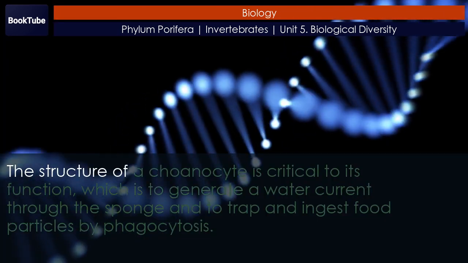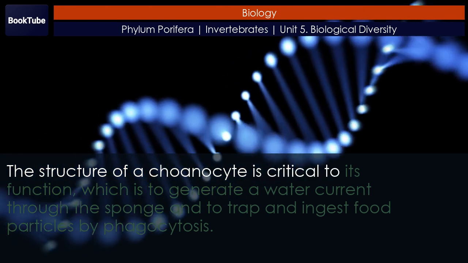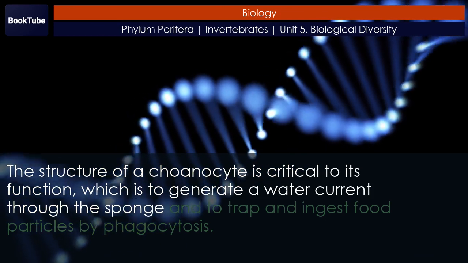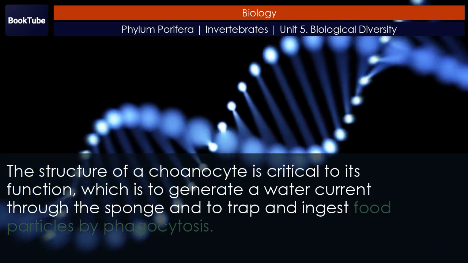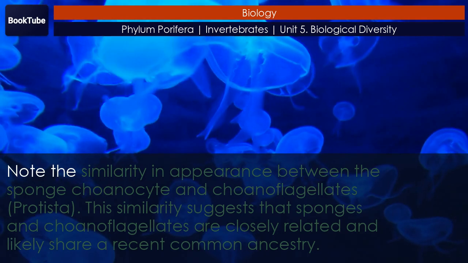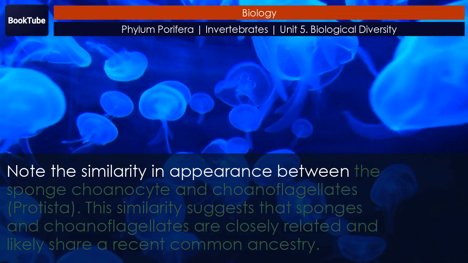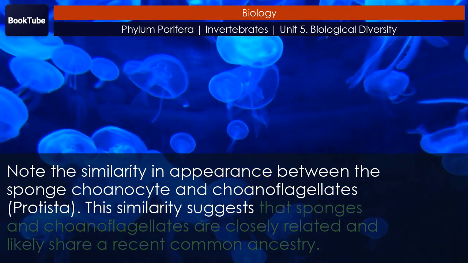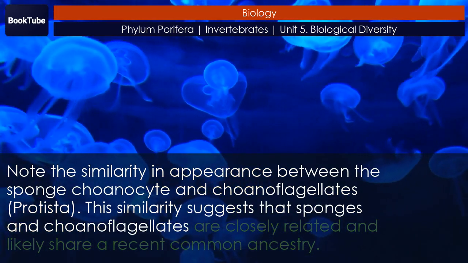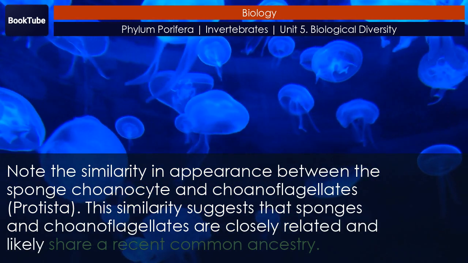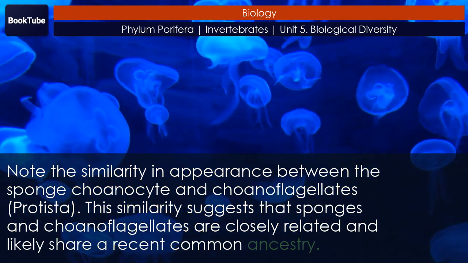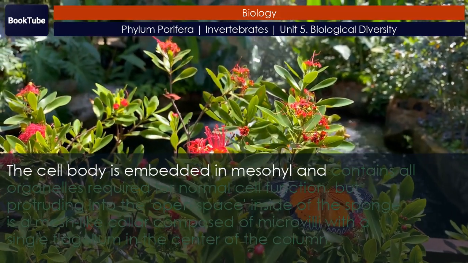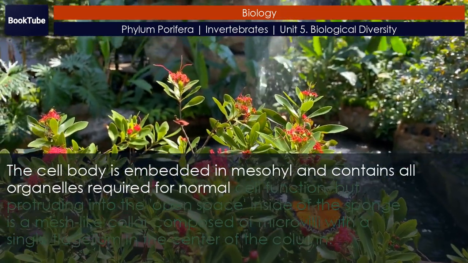The structure of a choanocyte is critical to its function, which is to generate a water current through the sponge and to trap and ingest food particles by phagocytosis. Note the similarity in appearance between the sponge choanocyte and choanoflagellates, protists. This similarity suggests that sponges and choanoflagellates are closely related and likely share a recent common ancestry. The cell body is embedded in mesohyl and contains all organelles required for normal cell function.